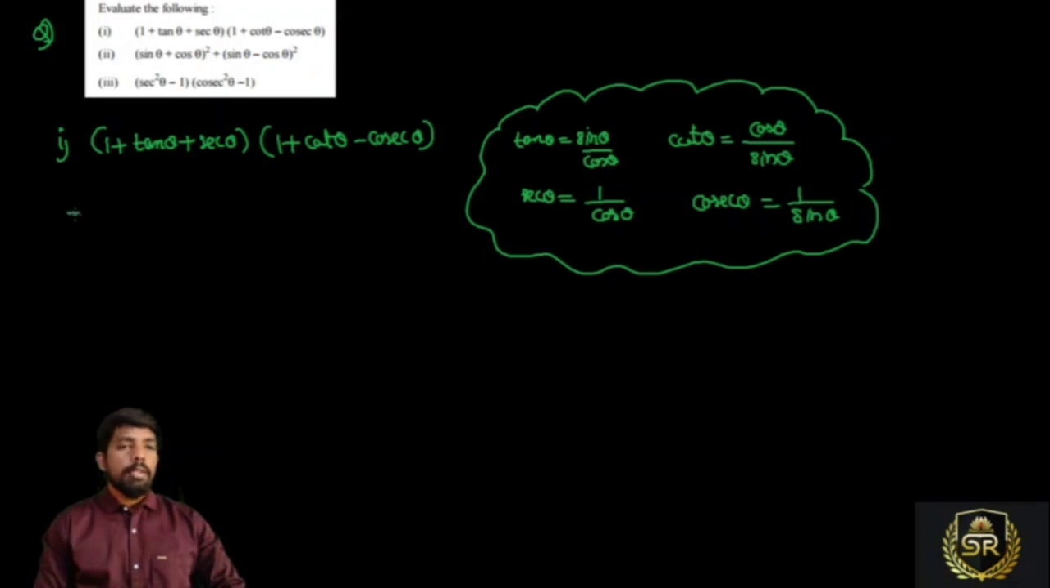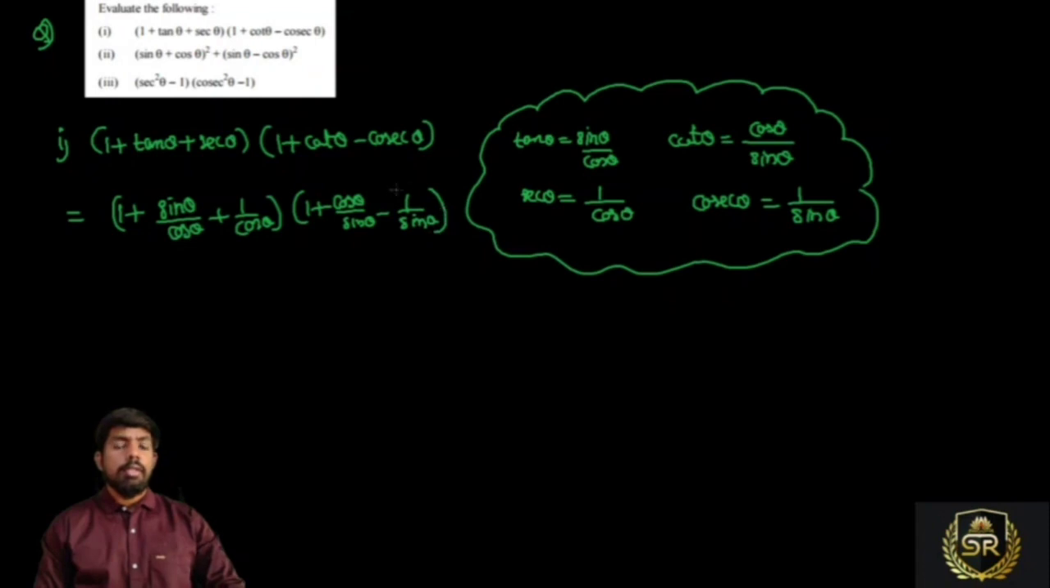Now I'm substituting. What is tan here? Sin theta by cos theta plus 1 by cos theta. 1 plus cot theta is cos theta by sin theta minus 1 by sin theta. Now do LCM here. Cos theta is the LCM, so cos theta into 1 is cos theta, plus sin theta plus 1.